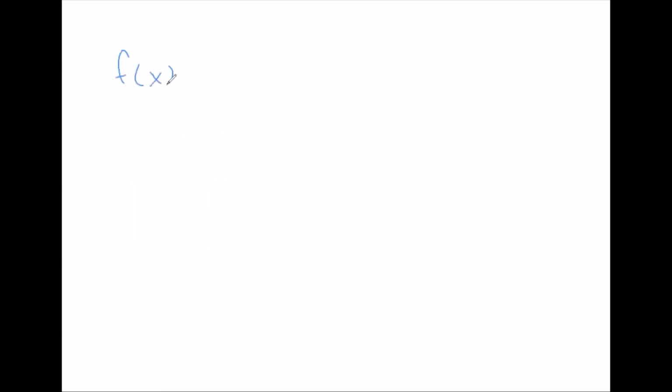Using e to the x, let's say we have e to the square root of x. Its derivative would be itself, so e to the square root of x, times 1/2 x to the negative 1/2.